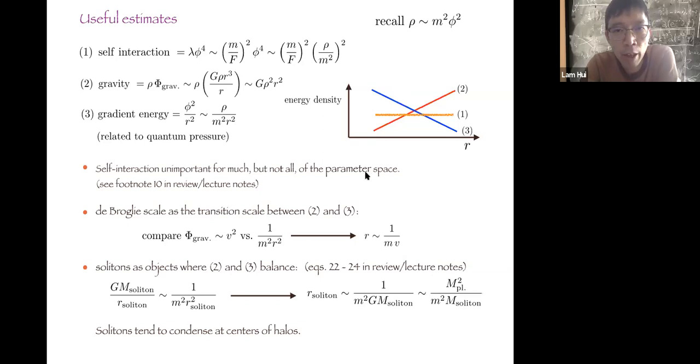And essentially for a lot of the parameter space, most of the interesting parameter space, so to speak, for a dark matter density that is Milky Way-like, for example, self-interaction is indeed unimportant. However, you can certainly find regions of parameter space where that's not true, right? So keep that in mind. So that's the number one point I want to make. The number two point I want to make, actually before I go to number two and the other two points, let me pause for questions.